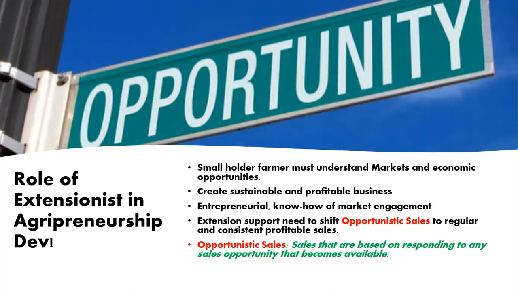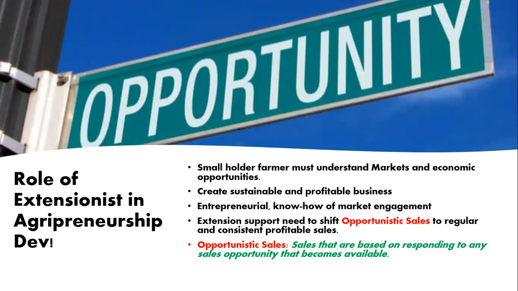So what normally happens is the opportunistic sale. Opportunistic sales means that the farmers, after they produce their crops, find some buyer and sell. That's called opportunistic sales: sales based on responding to any sales opportunity that becomes available. So what smallholders normally do is opportunistic sale.